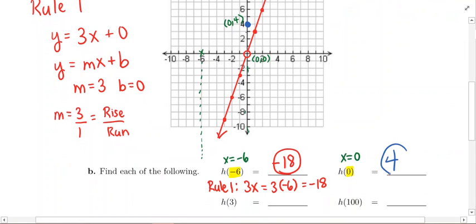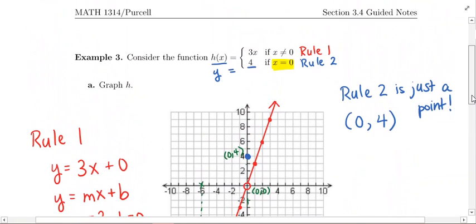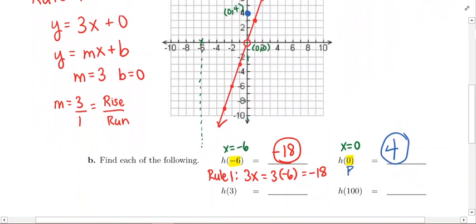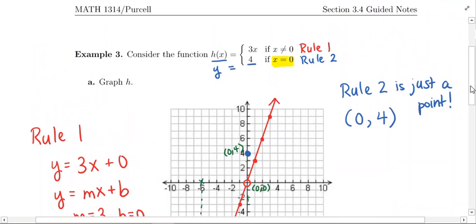That's the answer. Again, if you looked at the equation, you have to go with rule 2 because x actually equals 0. So the answer would just be 4. So you would use rule 2 on this one. Okay, moving on to h of 3. Your x value is going to be 3 here. Again, you're going to use rule 1 because x is not 0 here, it's 3.